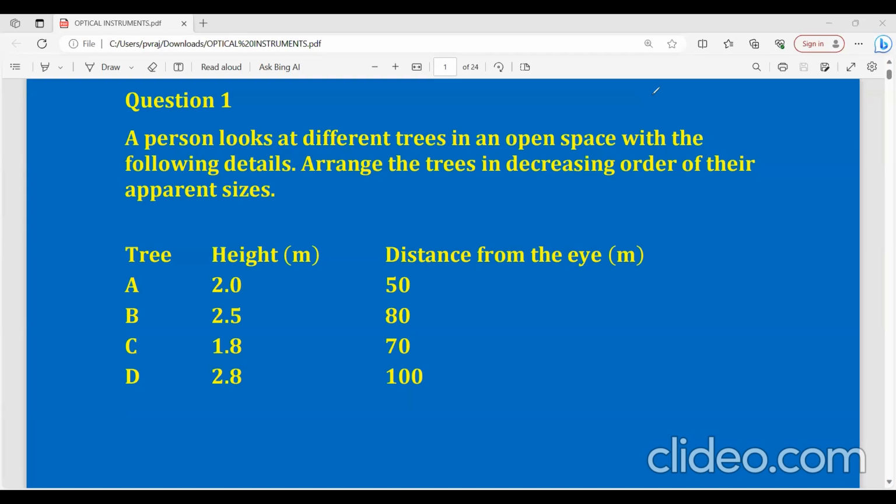So here no instrument is used in the first question. Simply the person looks at different trees in an open space only. No microscope is there, no telescope is there, nothing is used. So directly when you observe the trees at different distances for different heights. So really 4 cases were given here. Out of the 4 cases, there are different heights only for all of them. So real heights are different.